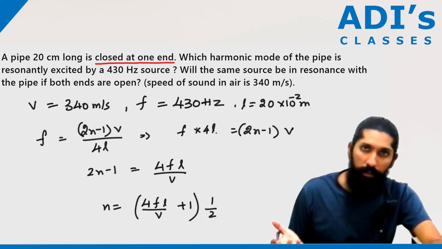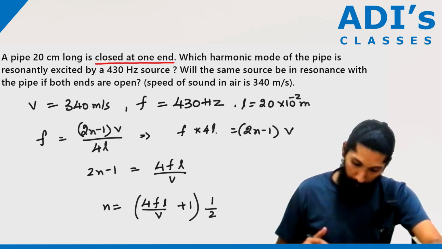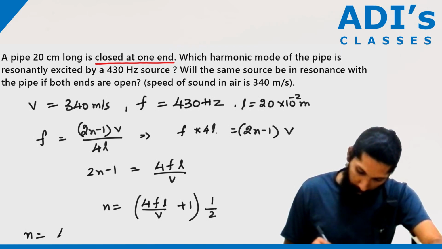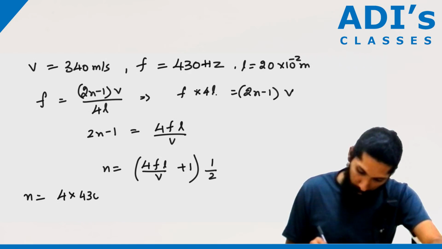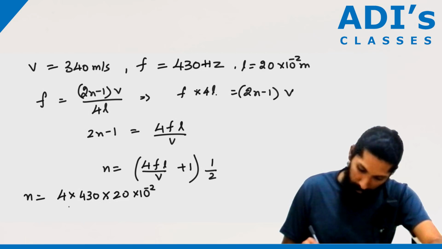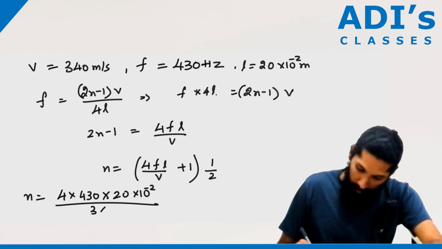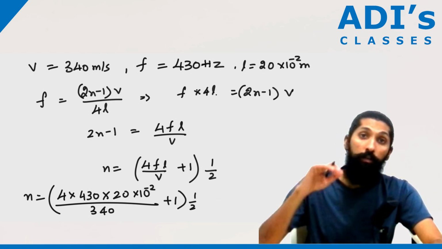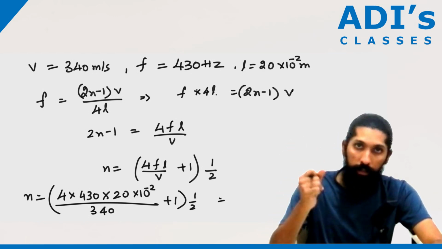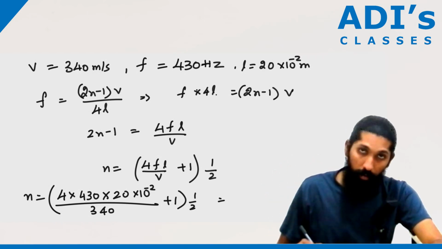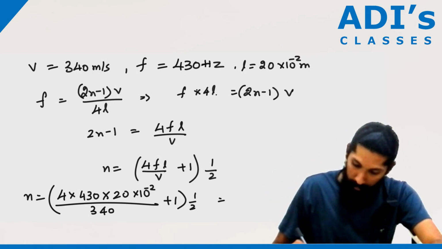Just substitute the value, that's it. So if you are going to substitute, n is equal to 4 into 430 into 20 into 10 power minus 2 divided by 340 plus 1, the whole thing into half. Guys, the best way of solving this is by using a calculator. Or if you are really good and fast, please quickly solve this one and see what value you are going to get. Alright, you are going to get 1.01.